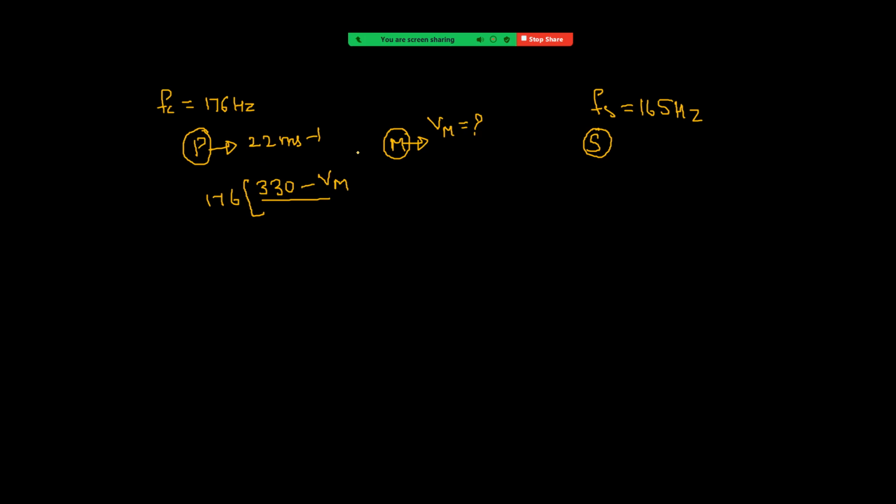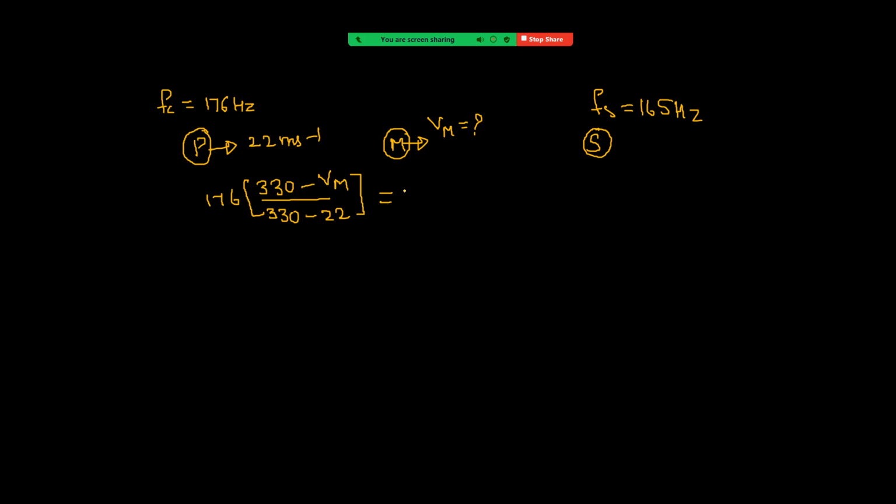Now, the source is moving towards the listener. So we have to write 330. It is moving towards, right? Frequency has to increase. That means the denominator must be less. So V minus, this is 22. See carefully, listener moving away from source, so we have taken minus, but a source moving towards listener, so 330 minus 22. Okay.